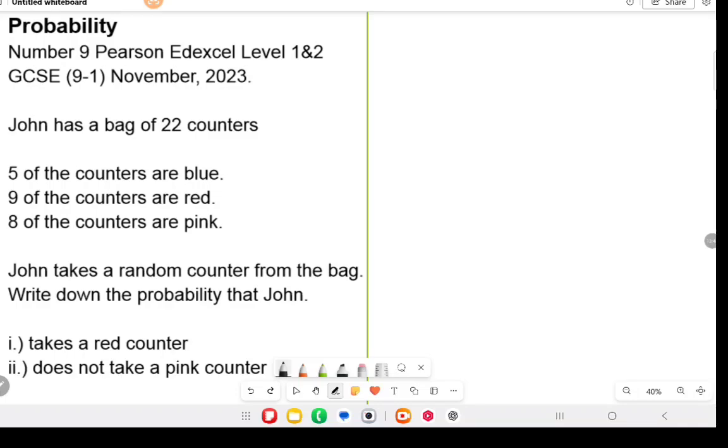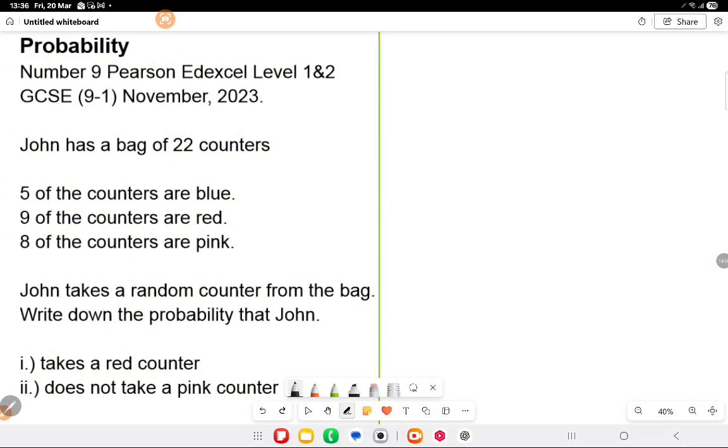This is a probability question, GCSE November 2023. John has a bag of 22 counters. 5 of the counters are blue, 9 of the counters are red, 8 of the counters are pink. John takes a random counter from the bag. Write down the probability that John takes a red counter. Write down the probability that John does not take a pink counter.